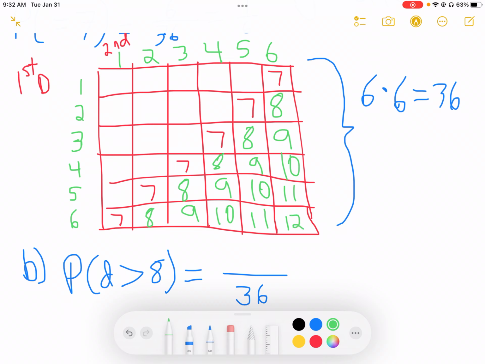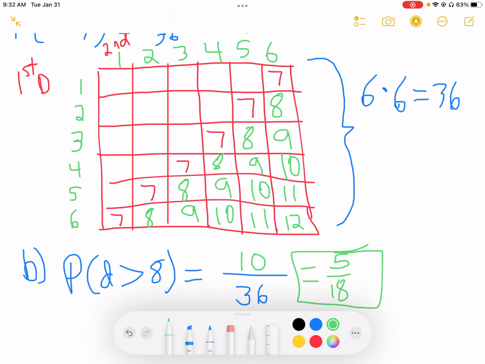So if I have greater than 8, then I'm looking at my 9s. So I have 1, 2, 3, 4 9s. And then 10s, I have 3, so I have 4, 5, 6, 7, 8, 9, 10. You see there's 10 possibilities there. So if I want to simplify this, then I'd have 5 over 18. And that's my answer there.